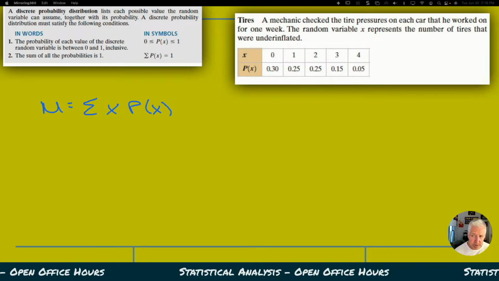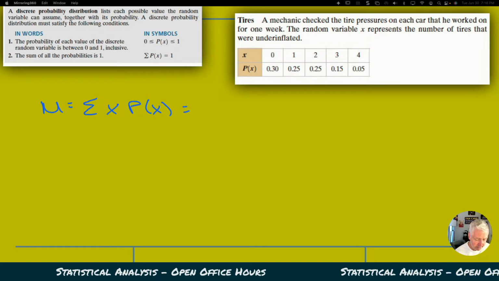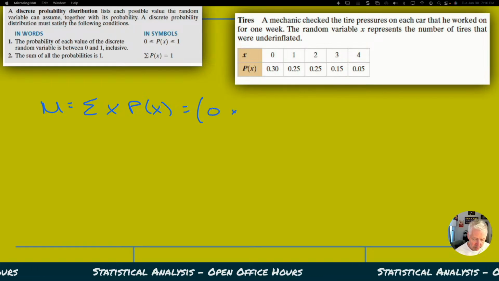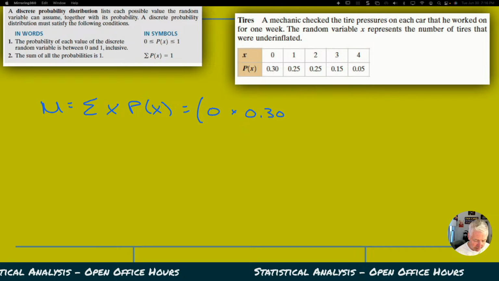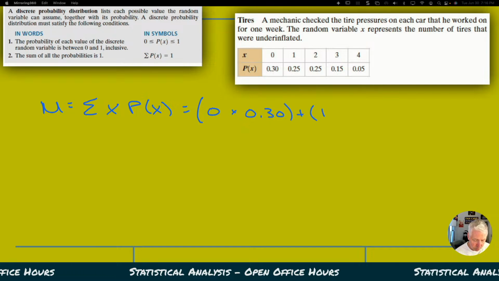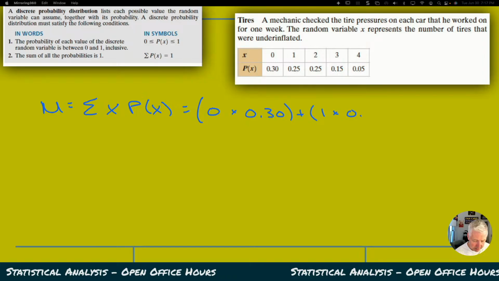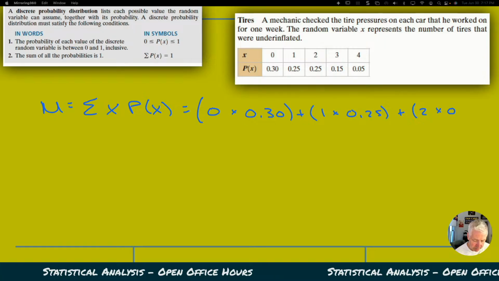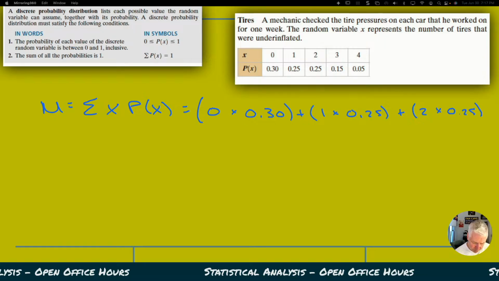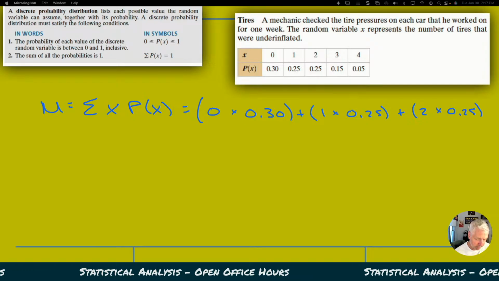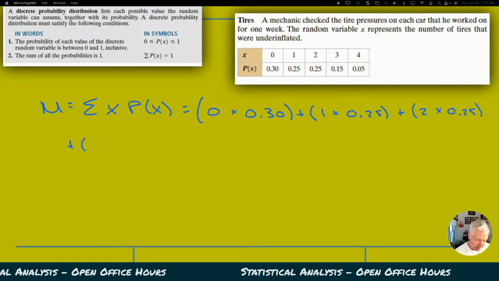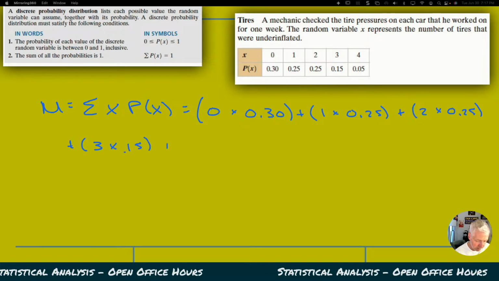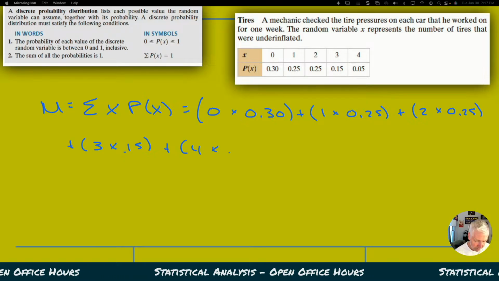As noted in class last week, this is what it looks like. I've got the first x value of 0 times 0.30, plus 1 times 0.25, plus 2 times 0.25. I'm going to go down below because I'm out of room up there. And I've got plus 3 times 0.15, plus 4 times 0.05.